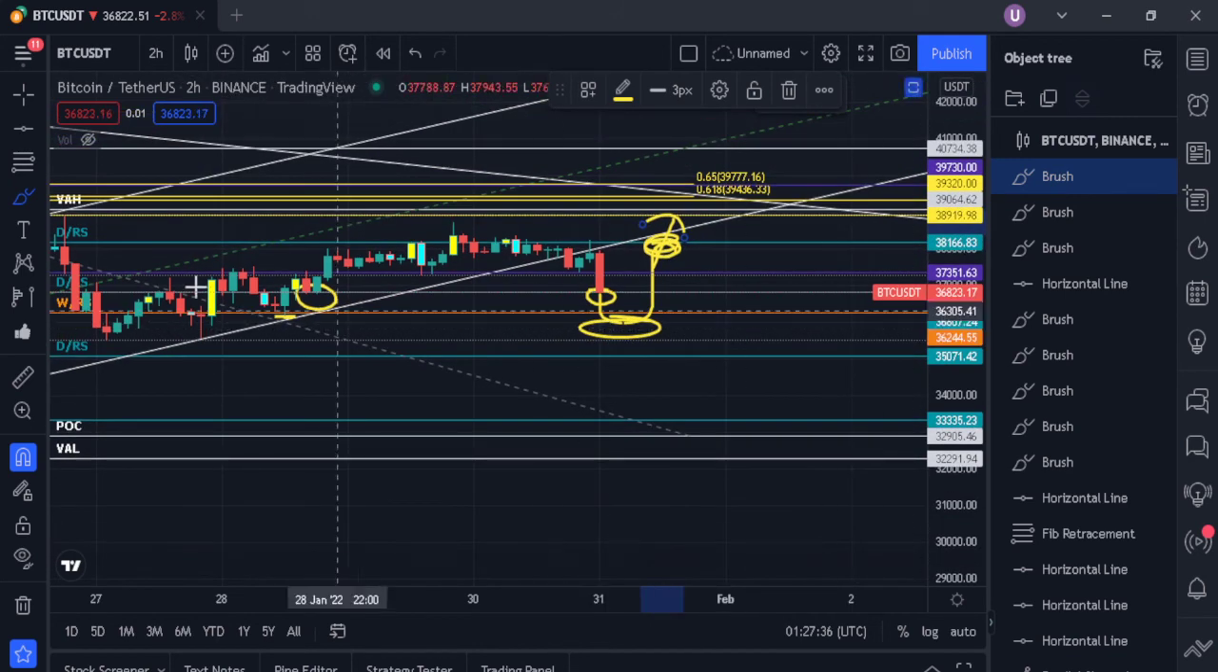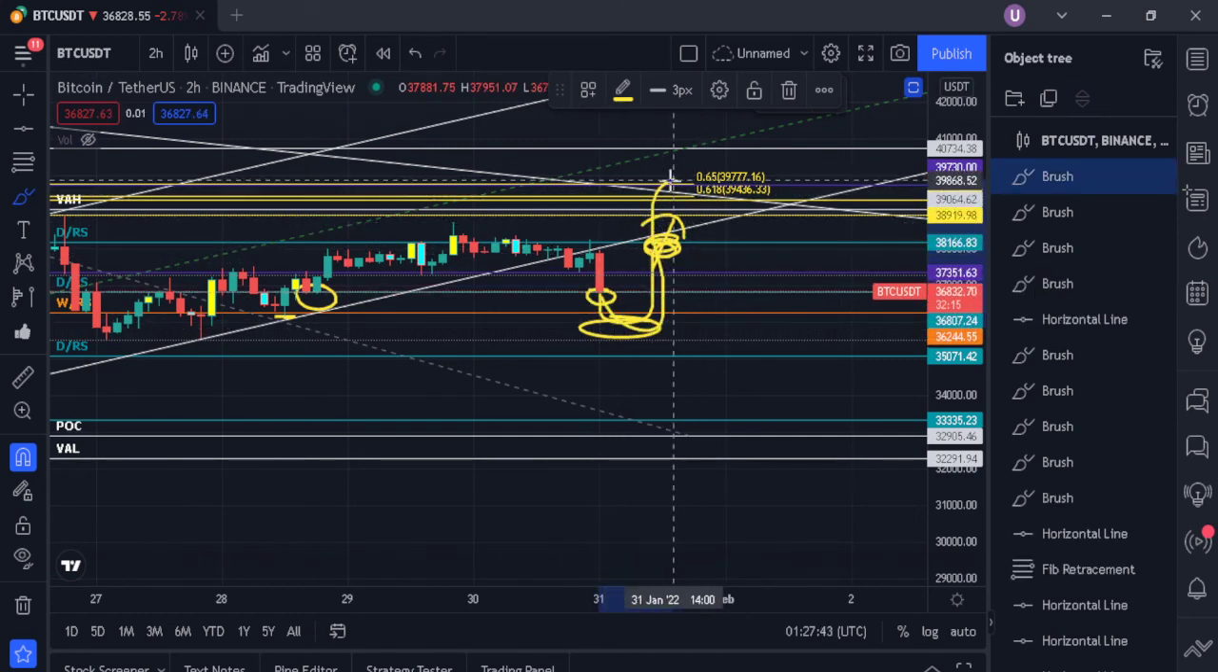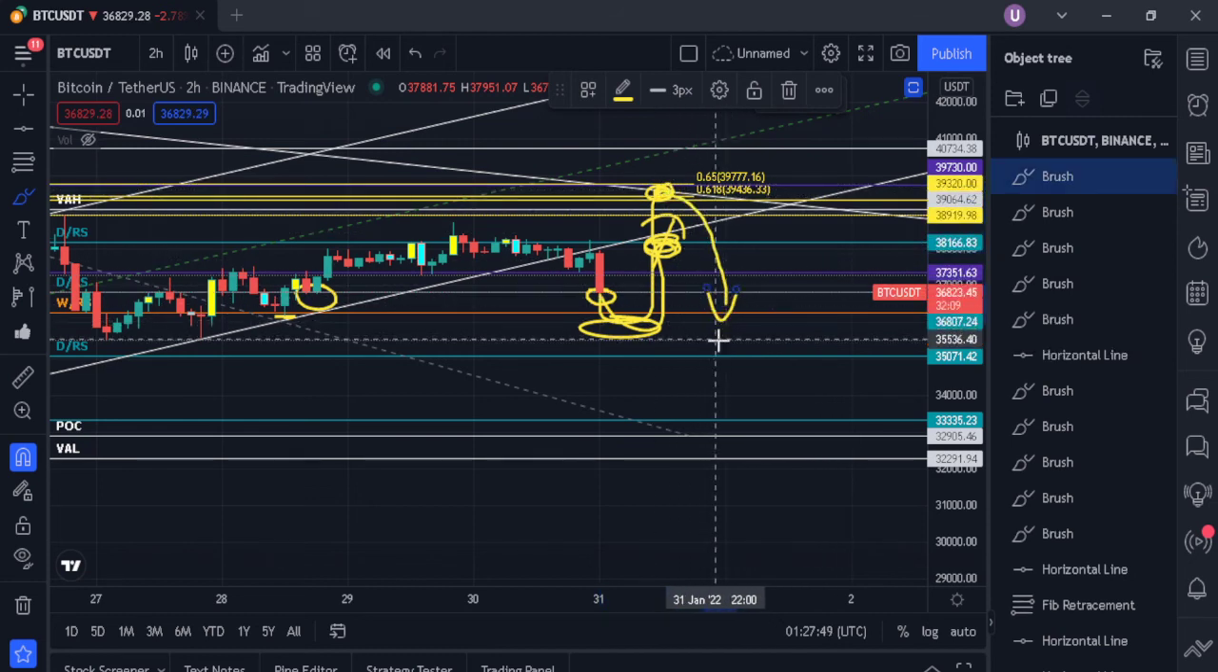Easy setup for a long entry. And like I said, if we manage to go up to this area, that would be a potential short entry for me as well for another dump to the downside.